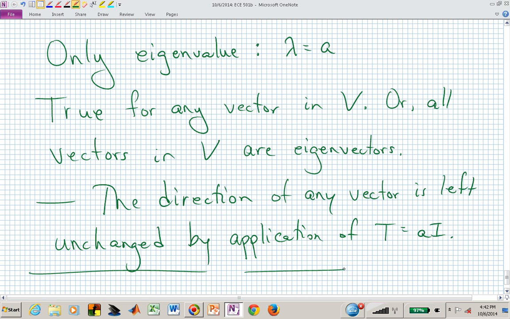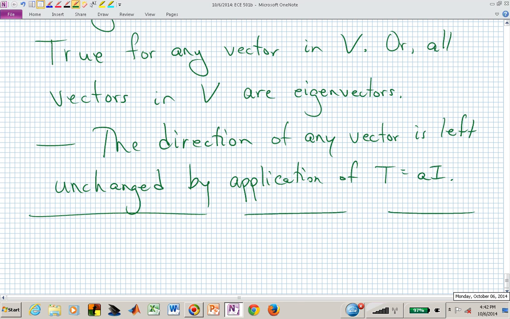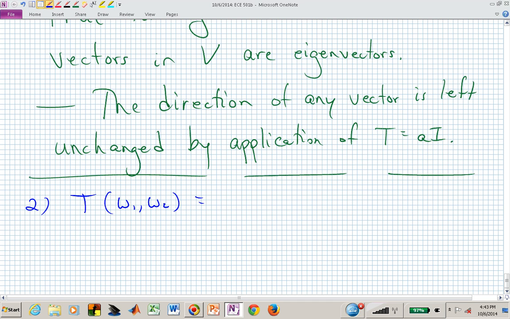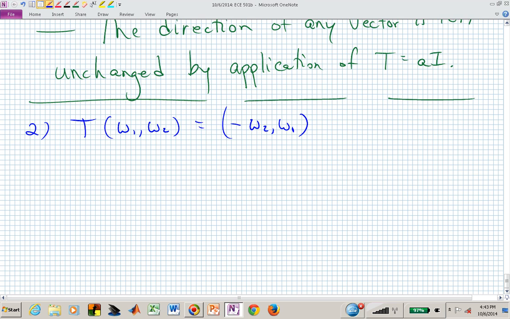Let's look at another example. That one was kind of maybe a trivial example. Suppose now we say, okay, here's T, a linear map on a vector space of dimension 2. W1 and W2 are the coordinates of the vector that is operated on by the linear map. And suppose that that linear map produces minus W2, W1. That's now our linear map. We start with W1, W2, and we map to minus W2, W1.